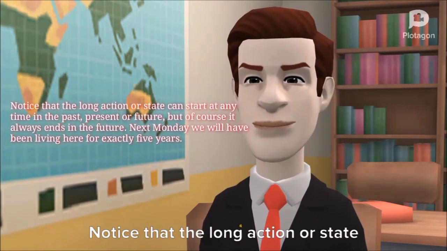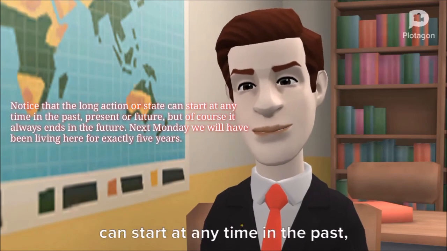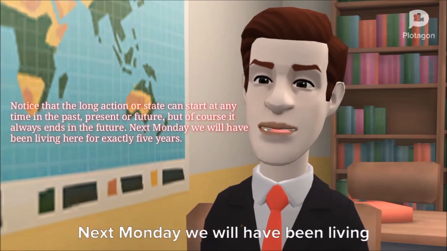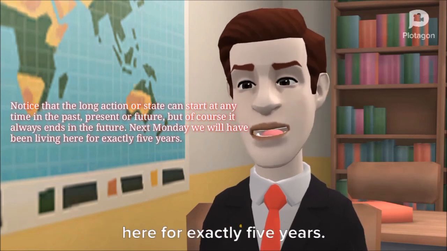Notice that the long action or state can start at any time in the past, present or future, but of course it always ends in the future. Next Monday we will have been living here for exactly 5 years.